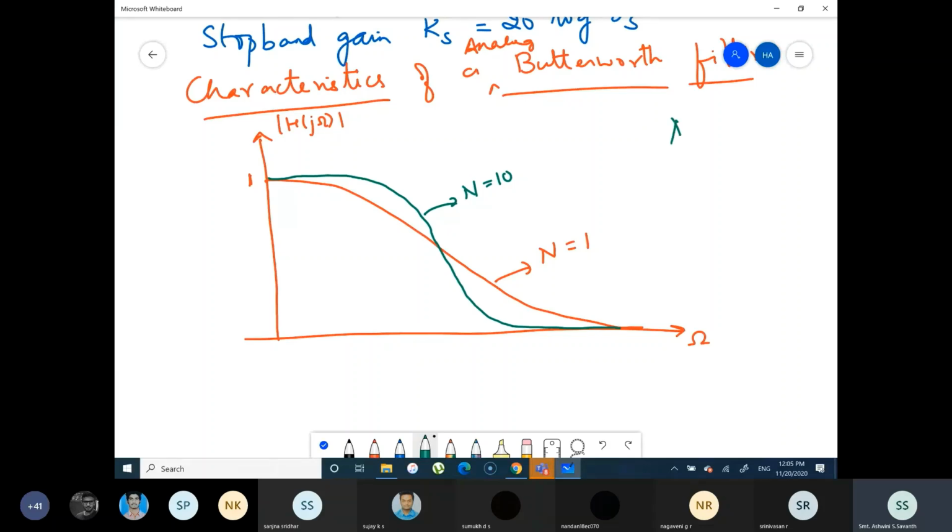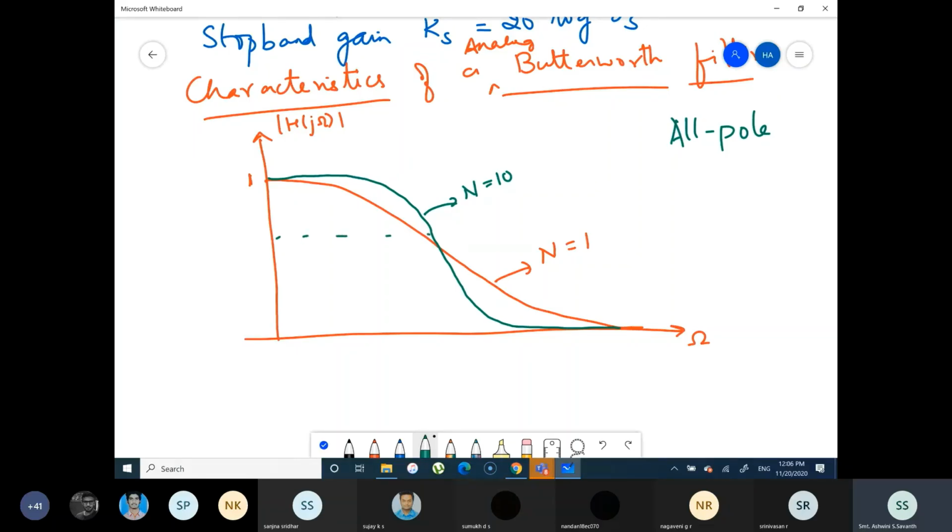And a Butterworth filter is an all-pole filter. So when I say all-pole filter, that means there are no zeros in the transfer function, only poles are located. It's an all-pole filter, so only the poles are located in case of a Butterworth filter. Okay, then the cutoff frequency.